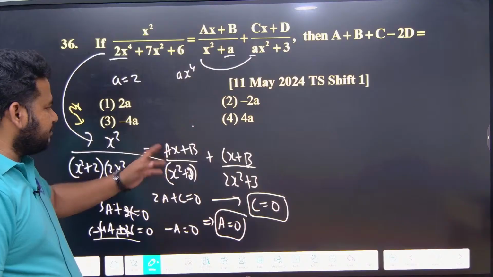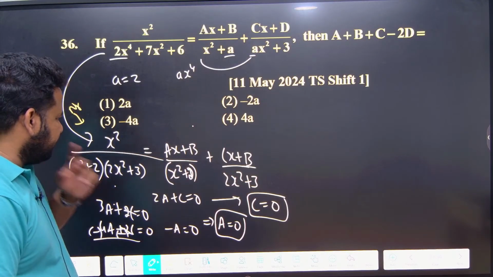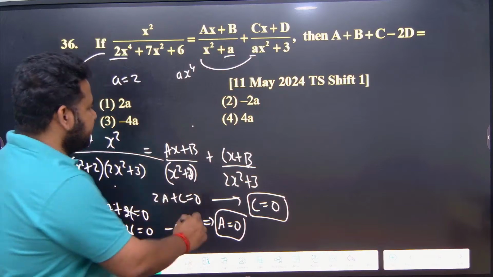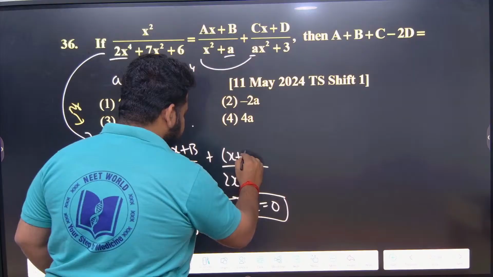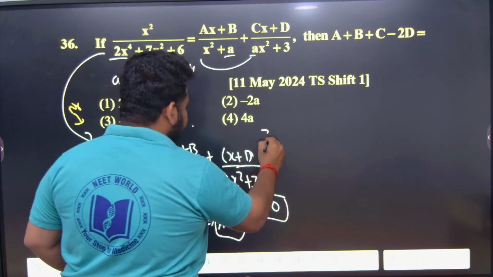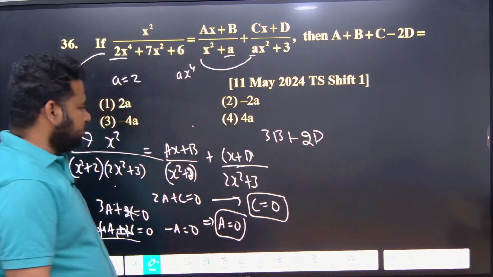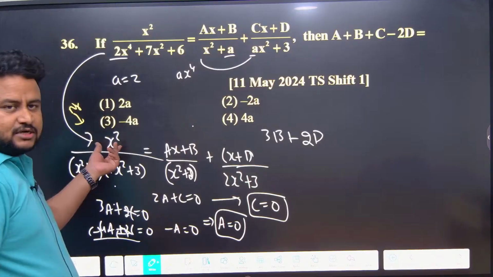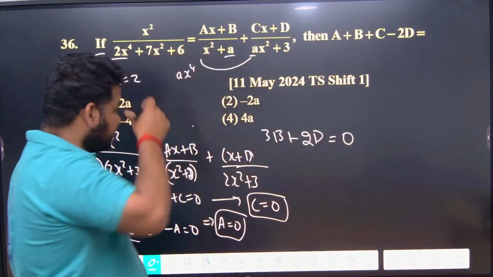Now the next thing is I have to find the values of b and d. So to find the values of b and d, this should be cx plus d. So if I multiply this, I will have 3b plus 2d, the constants. Here there is no constant term, so this will become equal to 0.